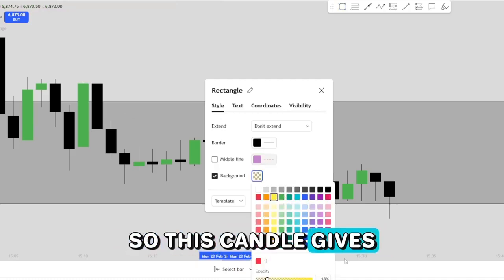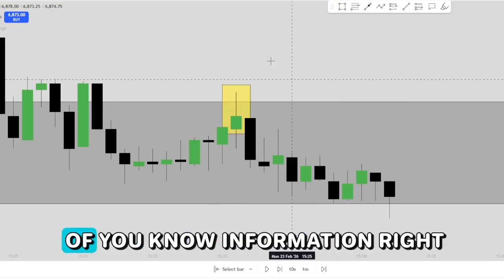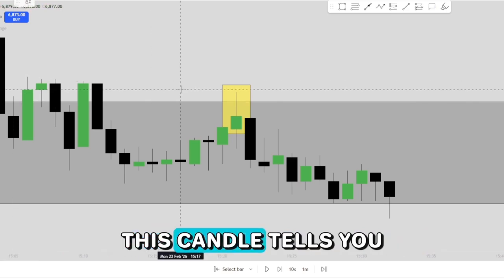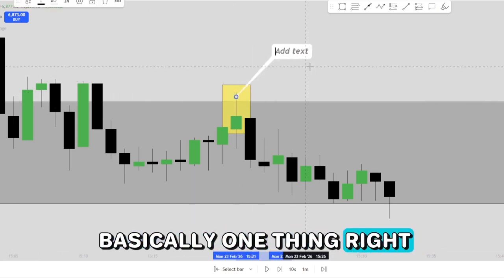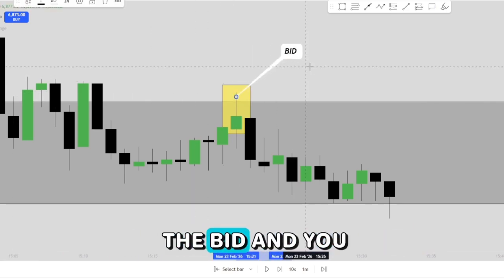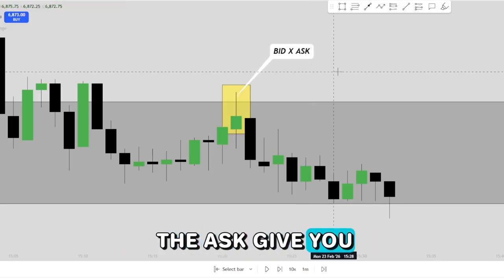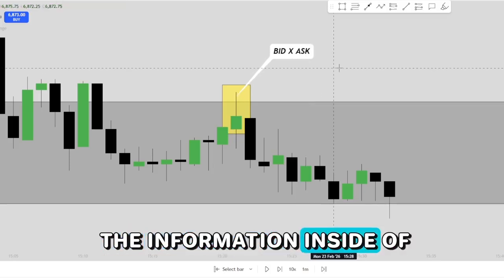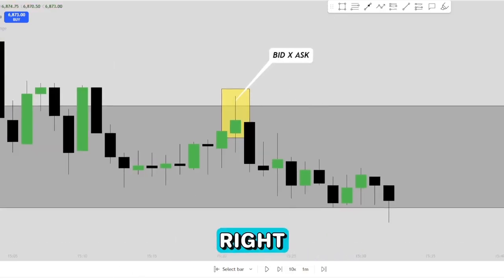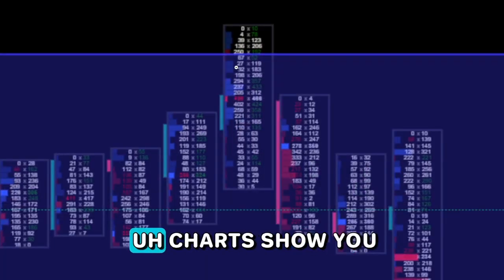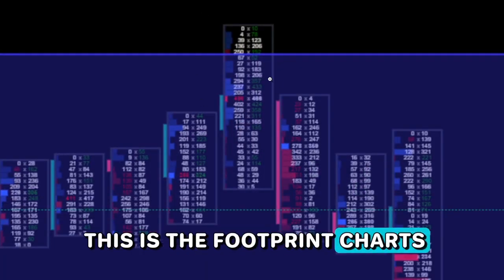So this candle gives you a bunch of information, right? This candle tells you basically one thing. If you just take a look at the bid and you compare it to the ask, the bid and the ask give you the information inside of the candles. This is what this chart shows you. This is the footprint chart.